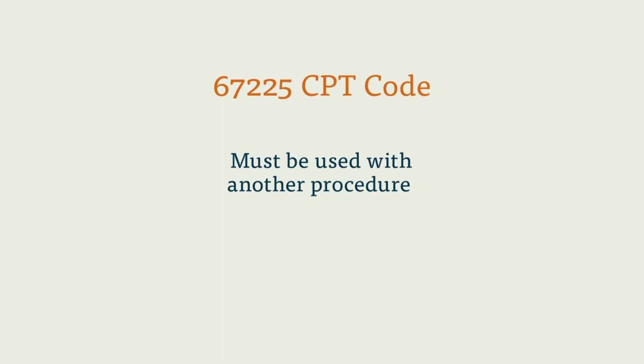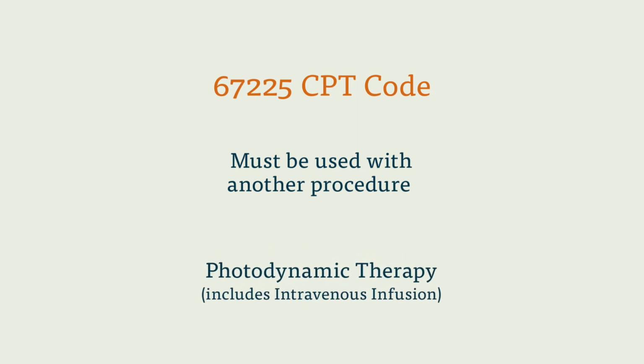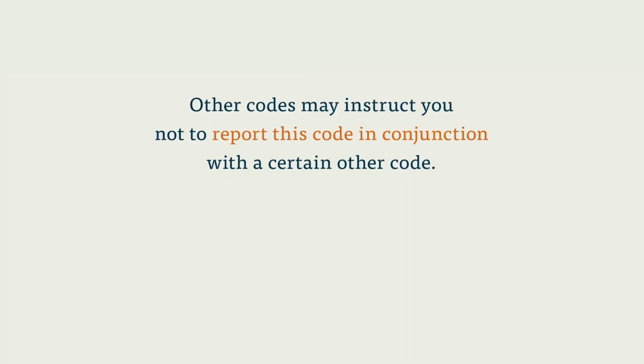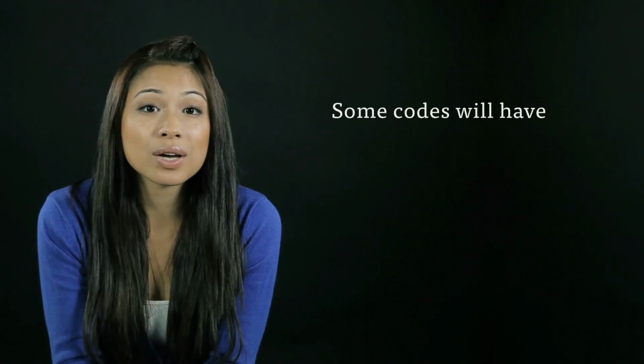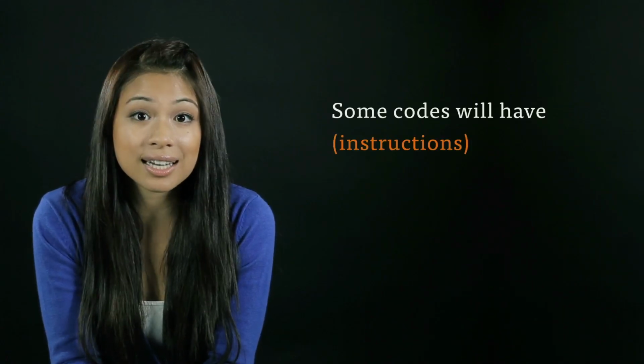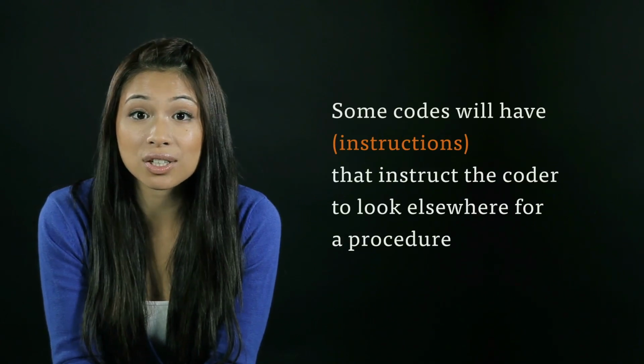Certain procedures, like photodynamic therapy of second eye, code 67225, must be used in conjunction with another procedure. In this case, code 67225 must be coded along with code 67221, for photodynamic therapy includes intravenous infusion. Other codes may instruct you not to report this code in conjunction with a certain other code. Those procedures may contradict one another or overlap. Some codes will also have instructions listed in parentheses that instruct the coder to look elsewhere for a procedure.